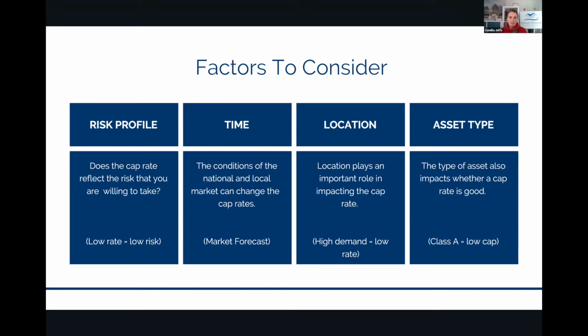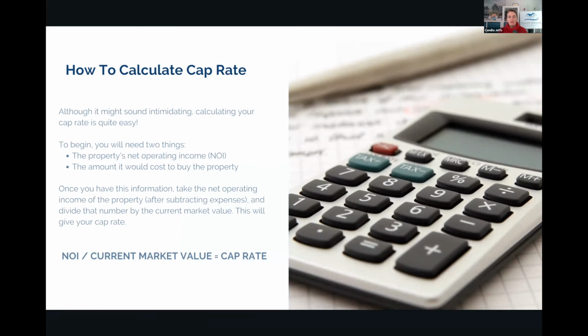Okay, so let's talk about how to calculate it, right? It might sound intimidating, but it's actually really easy. Don't stress about it. So you just need two things to be able to calculate it, right? So you need the property's net operating income. Now, if you're not familiar with financial statements, don't worry. It just simply means what's all the money coming in, right? Your revenue, that's the fancy word for it. All the money coming in.